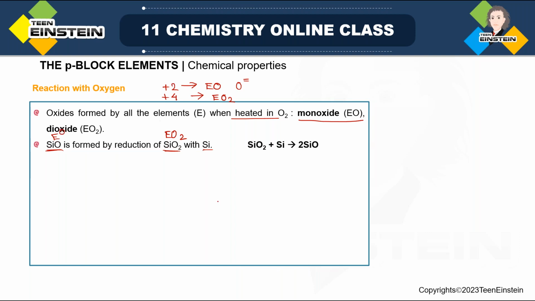So this is EO type. So why are we calling it reduction? Because here the oxidation state of silicon is +4 and we are treating it with silicon, which is in zero oxidation state. So it acts as a reducing agent, and from the +4 state it is converted to +2. That is why we say reduction of SiO2. So SiO2 plus Si gives 2SiO.